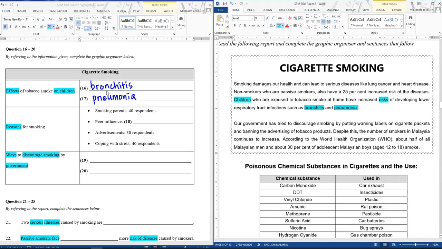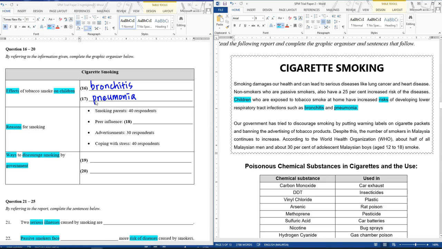Alright, so I have written down the answer for question 16 and 17, which was bronchitis and pneumonia. And as you can see, I have followed the spelling and also the punctuation exactly. So there is no capital letter for B or P, and I have done the same in my answer right here.